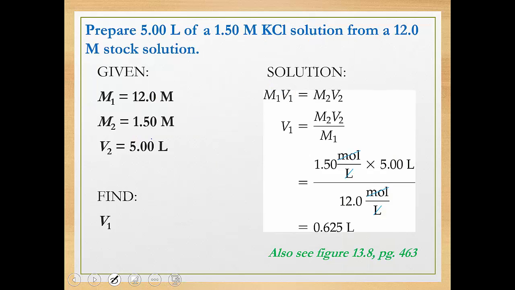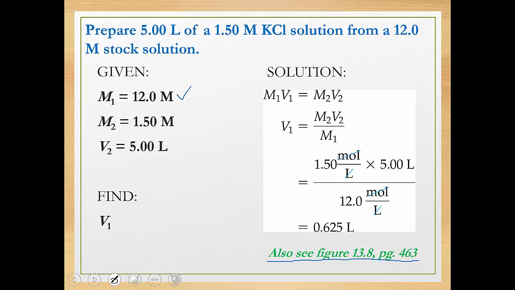All right, so let's look at an example of dilution. There's a figure in your book that shows the physical dilution of this. If you want to look, it's figure 13.8 on page 463. It's an image like the one we showed earlier of making the 1 molar sodium chloride solution. But you have a 12 molar stock solution of potassium chloride. So that is molarity 1, the stock solution.